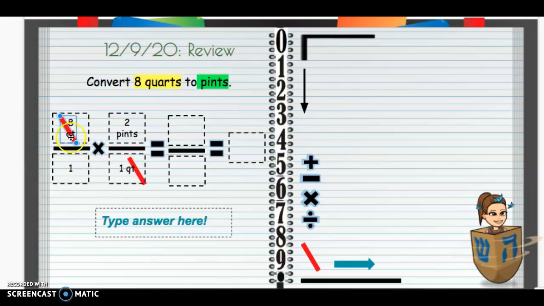and now we just multiply. 8 times 2, 16. 1 times 1, 1. So we get 16. So your answer is 16 pints.